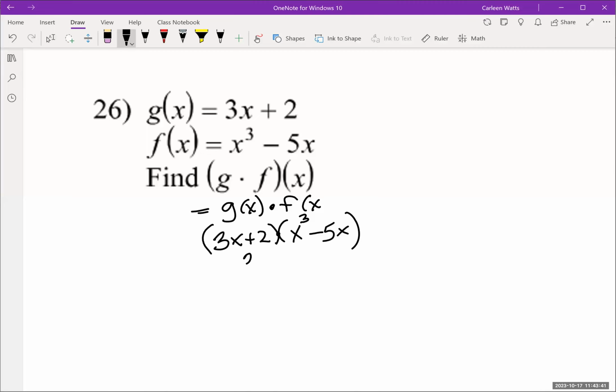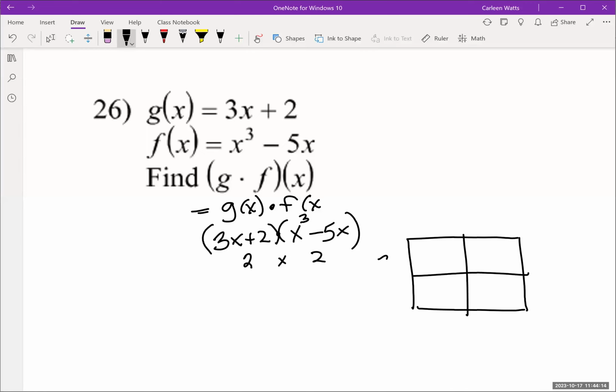Now, notice I have 2 terms by 2 terms. If I have 2 terms by 2 terms, the next step is to make a sandwich. No. Make my bed. No, although I need a nap. Make a box. 2 terms by 2 terms. So we have 3X plus 2, and we have X cubed minus 5X.